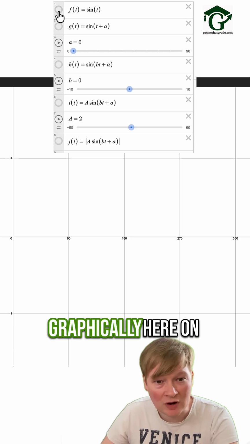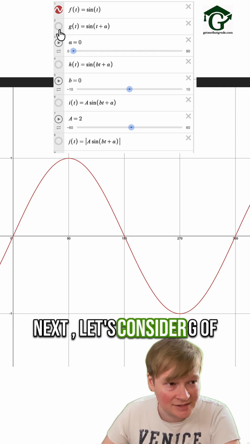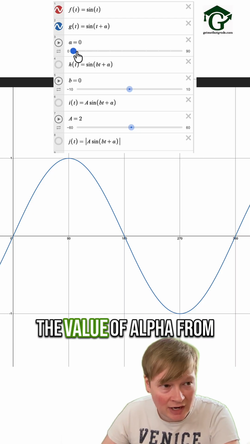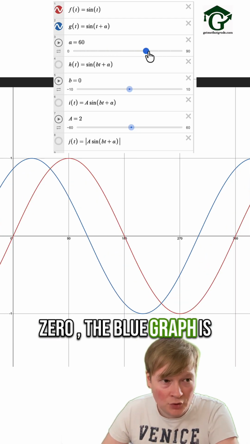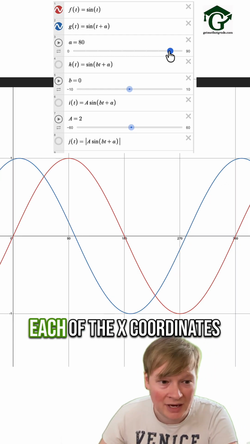We can visualize this graphically here on Desmos. Let's start with the parent function sine of t. Next, let's consider g of t being sine of t plus alpha. Notice that as I increase the value of alpha from 0, the blue graph is translated to the left because we're subtracting alpha from each of the x coordinates.